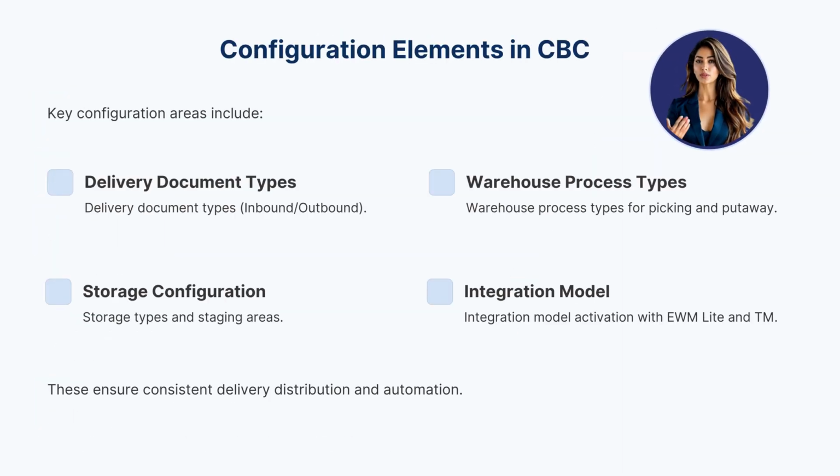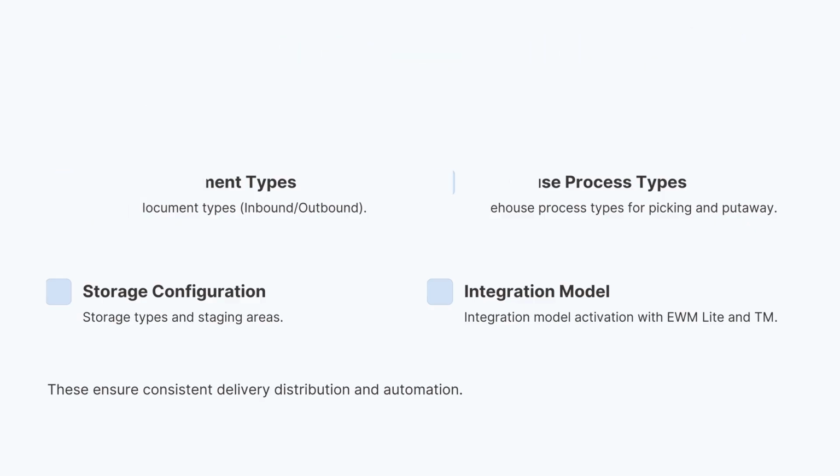Configuration elements in CBC. Configuration is managed through CBC. You'll define delivery document types, set up warehouse process types for picking and putaway, and link storage types and staging areas. The integration model between EWM Lite and TM ensures seamless delivery distribution and system automation. You'll get hands-on experience with these in upcoming labs.